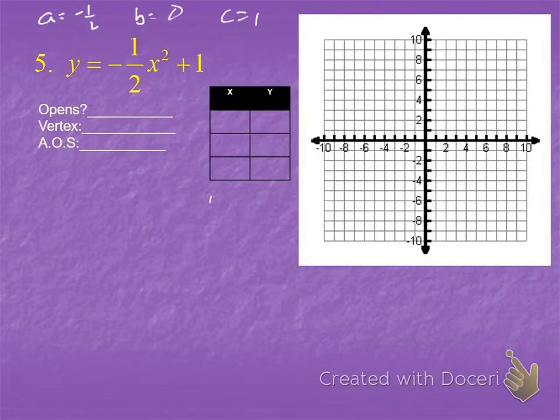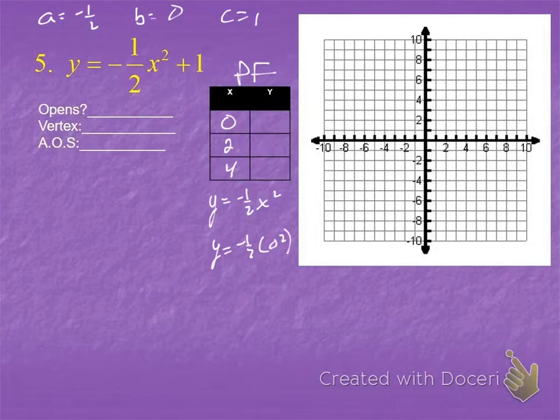Okay, parent function, the adjusted parent function, we're going to use A. Again, use multiples of 2. So 0, always use 0. 0 is always going to work. 2 and 4, right? If you plug in 0, you're just going to get a 0. If you plug in 2, 2 squared is going to be 4. And then a negative half of 4 is negative 2.